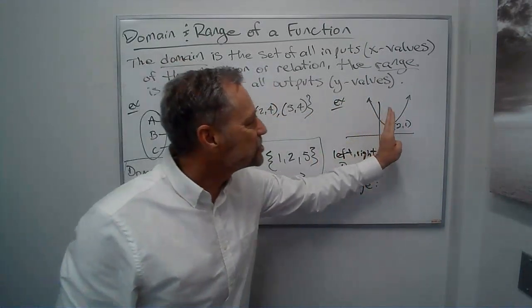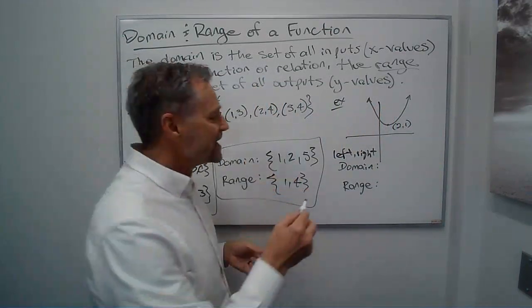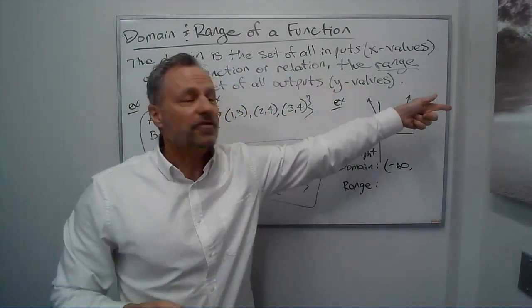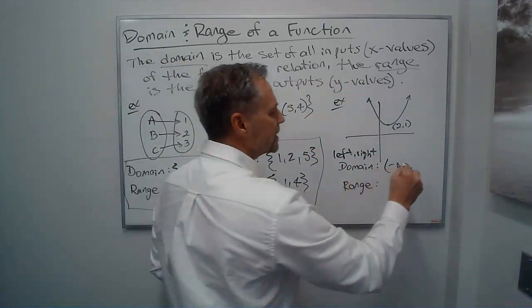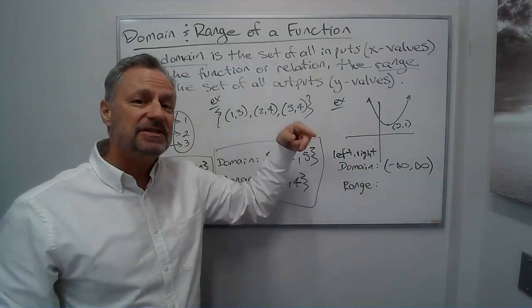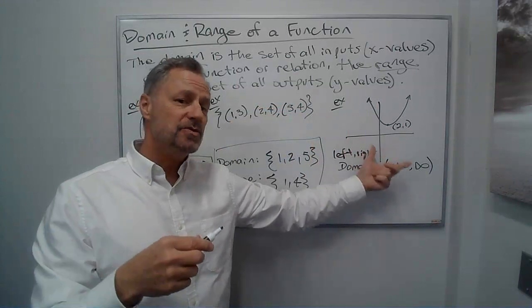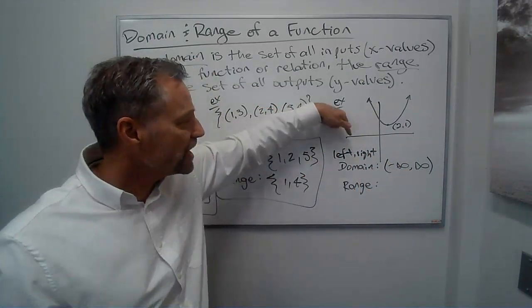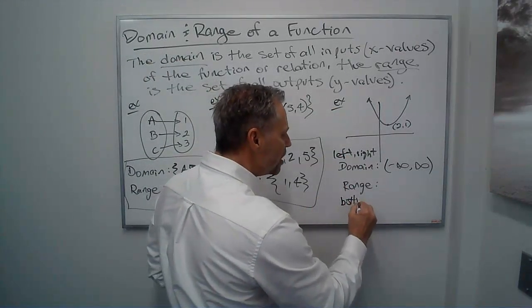And in this case, this graph goes to the left forever. Well, forever to the left, we're going to call negative infinity. And it goes forever to the right, we're going to call that positive infinity because it doesn't stop going to the right. Now the range, bottom to top. You always talk about the domain and range using interval notation. You always go smallest to largest. So we go left to right for the domain. For the range, I like to just say bottom to top.